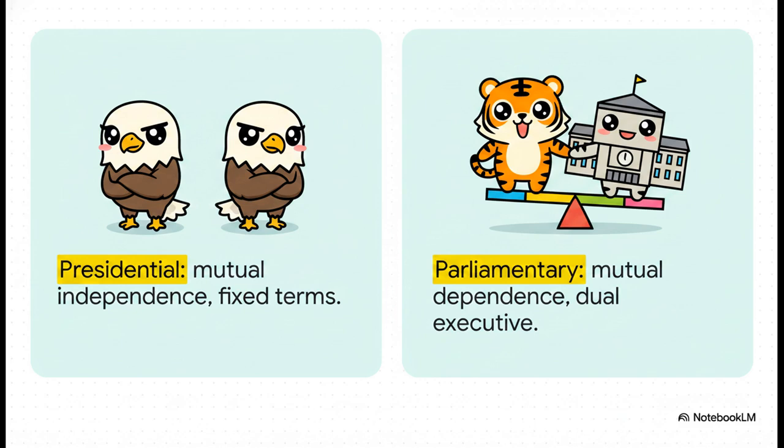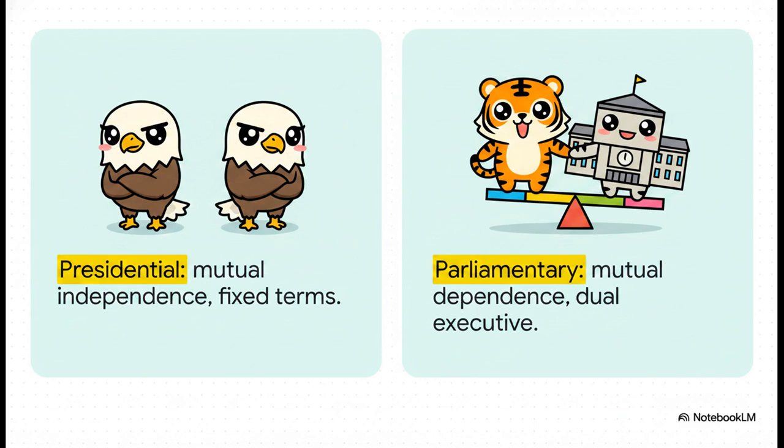Basically, if the president and the legislature belong to different parties and both claim democratic legitimacy, you get massive gridlock, or worse, total democratic collapse. Now contrast that with the parliamentary system in the UK or India. That is built on mutual dependence, where the executive is drawn directly from the legislature.